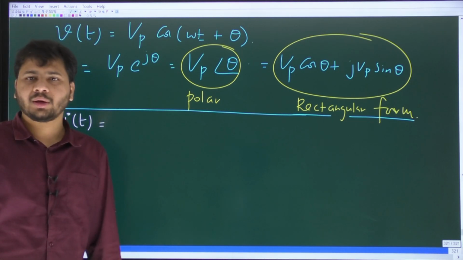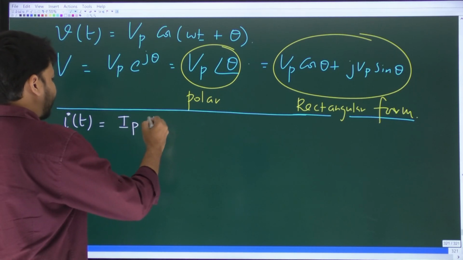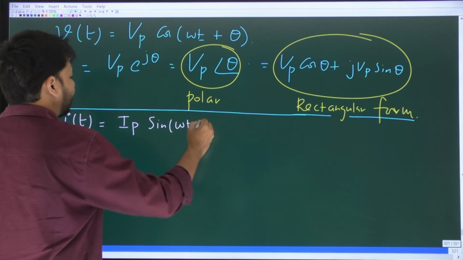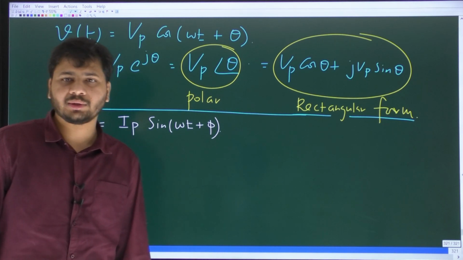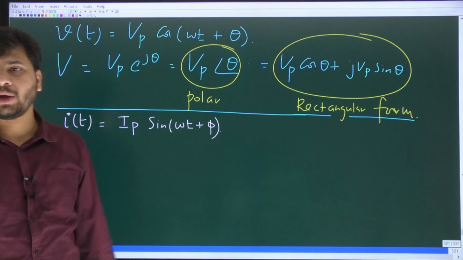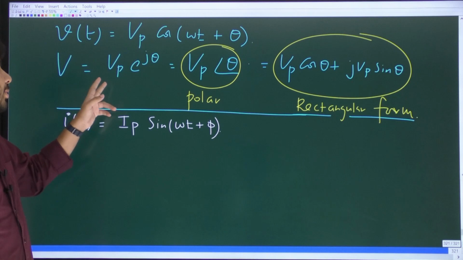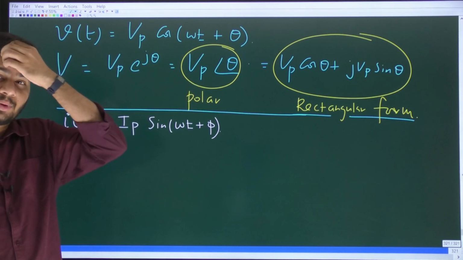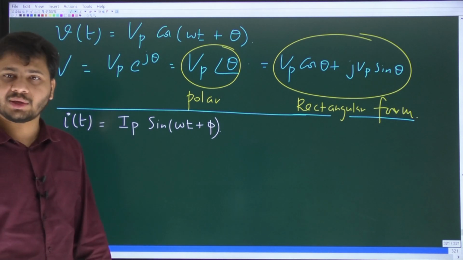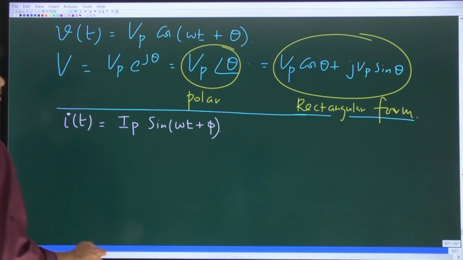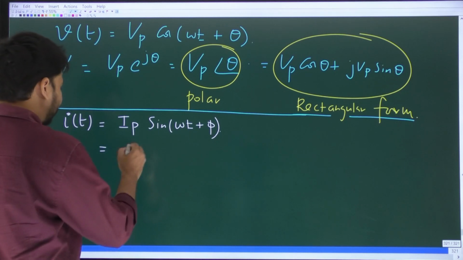Okay, this time, let's say we have a sinusoidal current of the form Ip sin(omega t plus phi). Earlier we had a sinusoidal voltage of the form Vp cos(omega t plus theta), and the same voltage in the phasor domain is represented as Vp angle theta. Now let us represent this sinusoidal current in the phasor domain, okay? Again, this Ip sin(omega t plus phi) can be written as what?